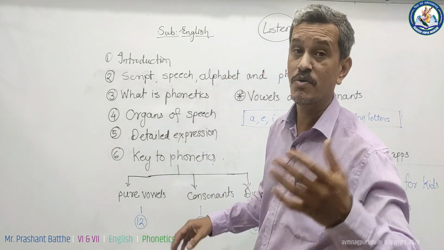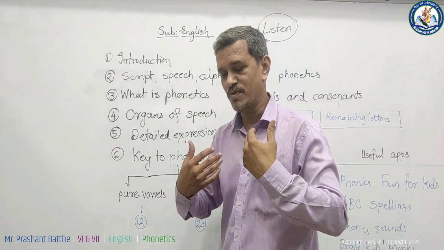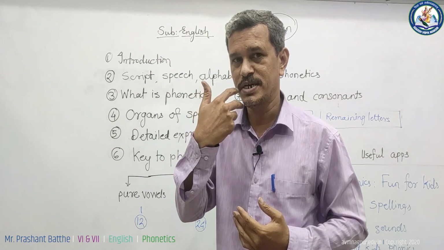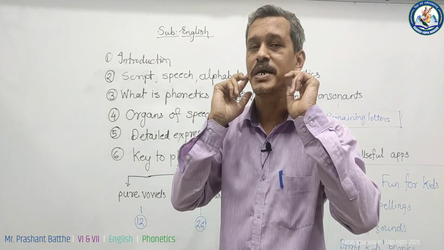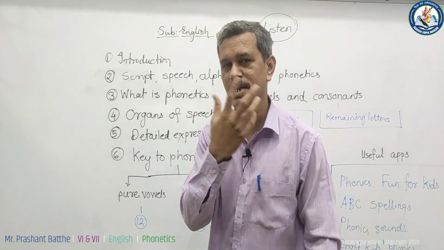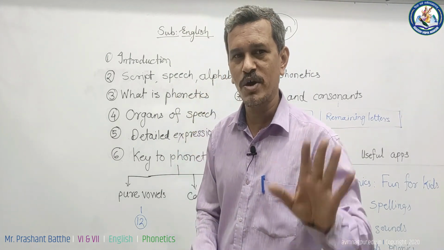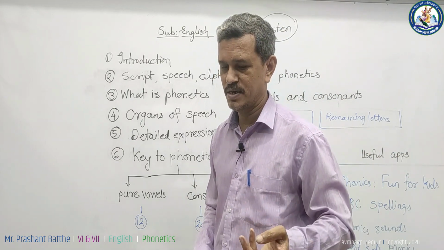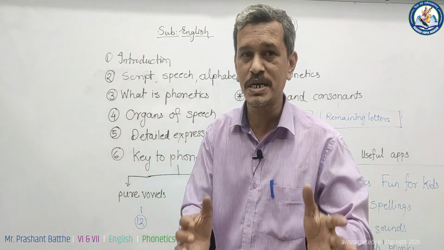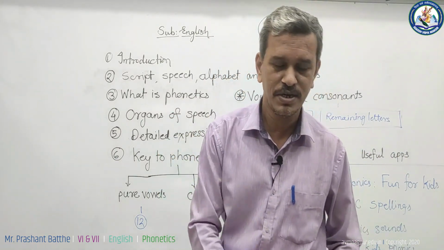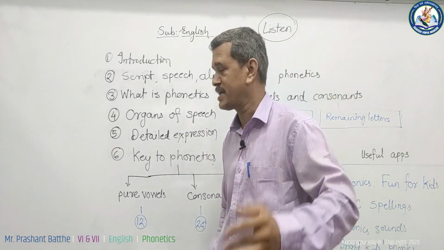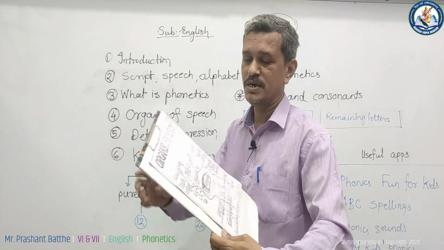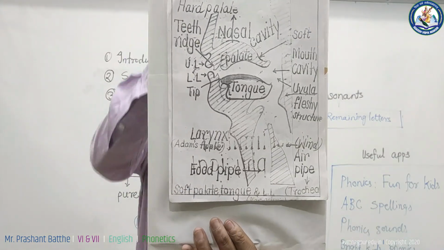So how does he do it? Because whatever I have here with me, that is my face, right? My nose, my eyes, my ears, tongue, and everything. You also have the same. The boy also has the same. But when it comes to speaking, things are not perfect when he or she is just a kid. When he or she grows up, these things work. Organs of speech. Now, let's look at this board.